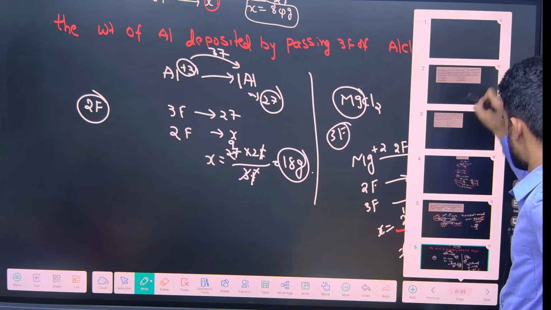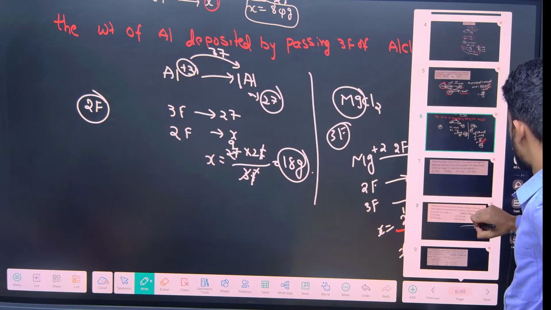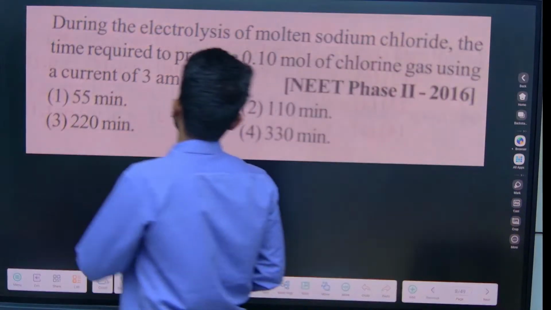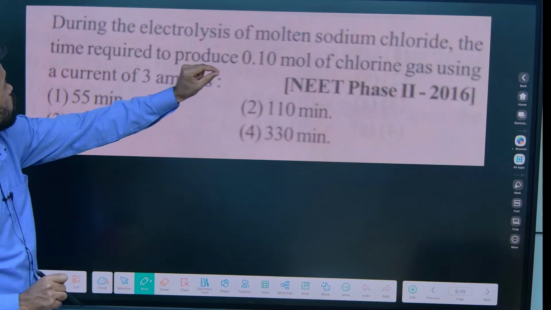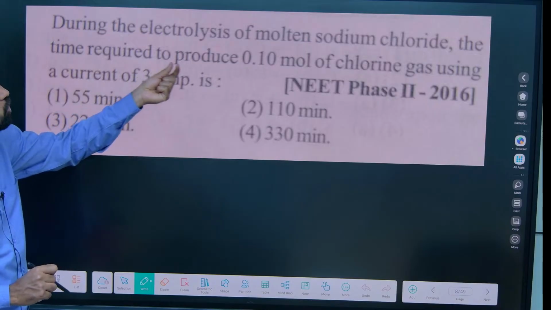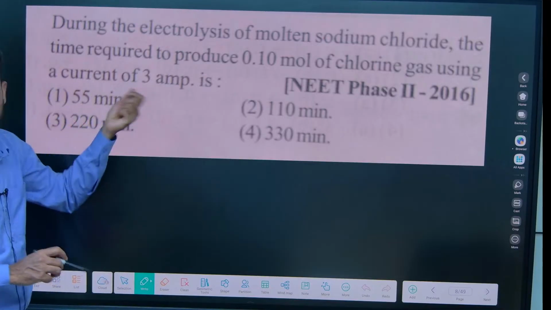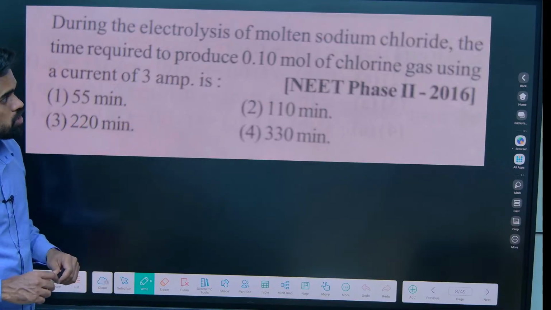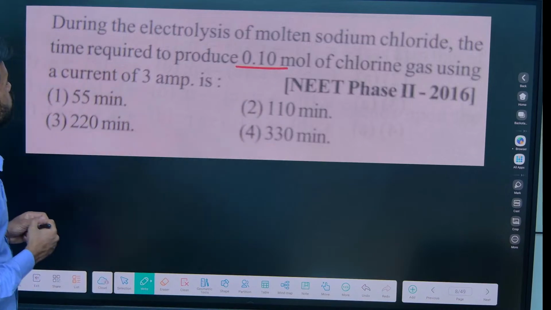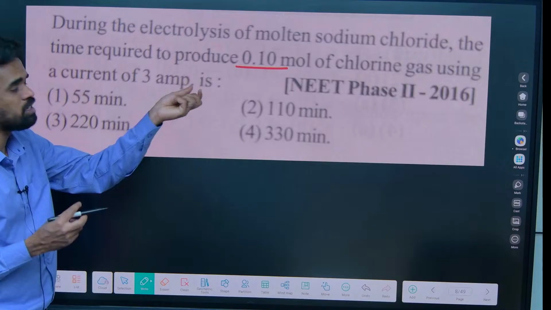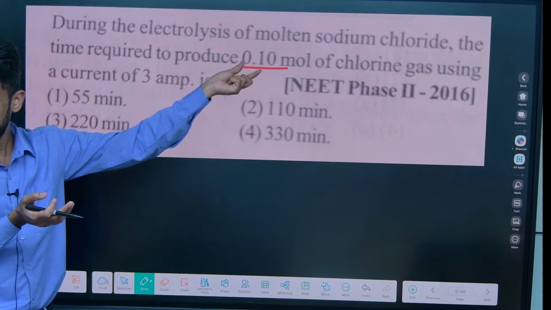Look at this question. We'll do this question once. During the electrolysis of molten sodium chloride, the time required to produce 0.1 mole of chlorine gas using a current of 3 amperes. See what they are producing: 0.1 mole of chlorine. Now try to get the relation between the number of charges, like what is the charge required for deposition of these moles.